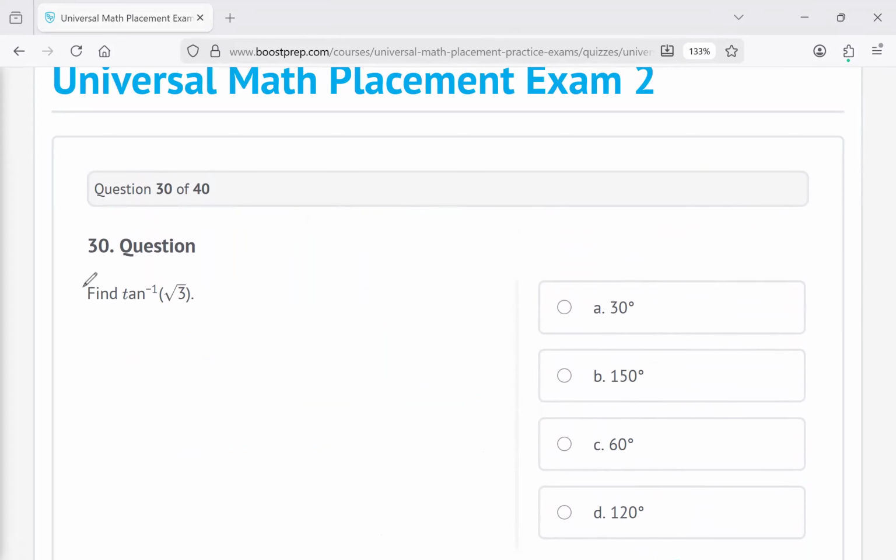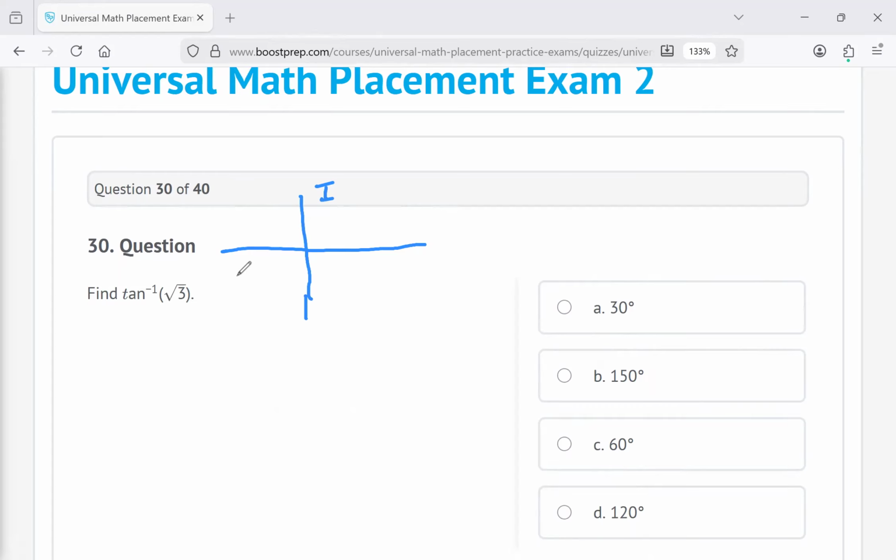Okay, question 30, tan inverse of radical 3. What this is really saying, and you kind of need to know the unit circle, is what degree is going to give you a tangent of positive radical 3? So I'm going to figure out which quadrant I can use. Can I use quadrant 1? Yes, tangent, or y over x, is positive. I can't use 2. I don't think I can use 3.